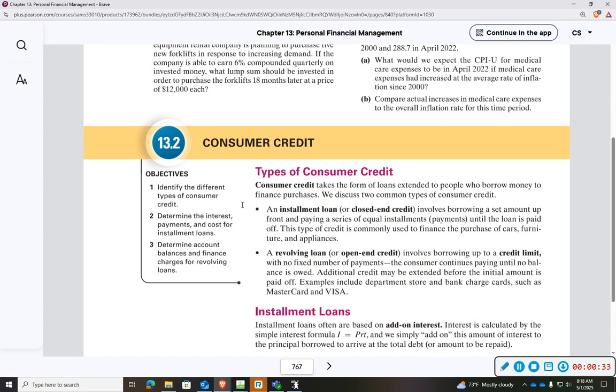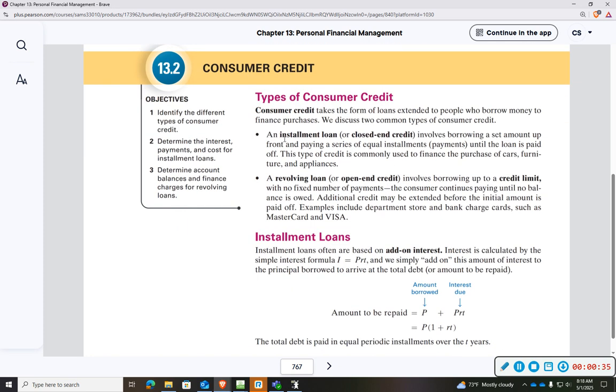So consumer credit, it first talks about the different types of credit. You have installment loans, which is a closed-end credit. So it says you borrow a set amount up front, and then you're going to pay equal payments over the life of the loan. And this is mainly used for cars, furniture, appliances, etc.